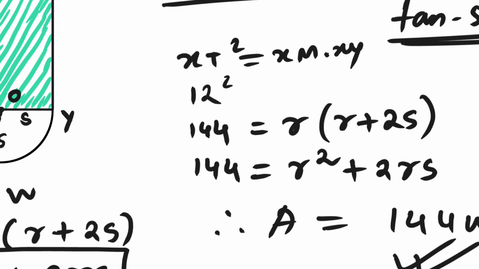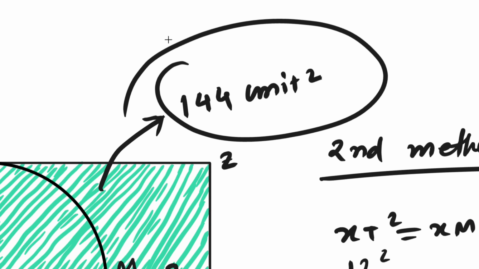The final area of rectangle WXYZ is 144 square units.